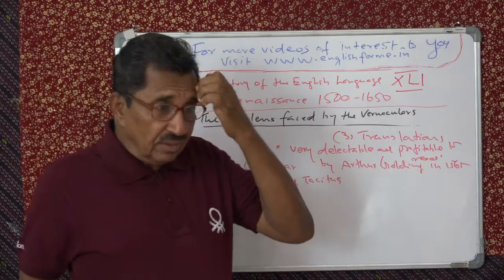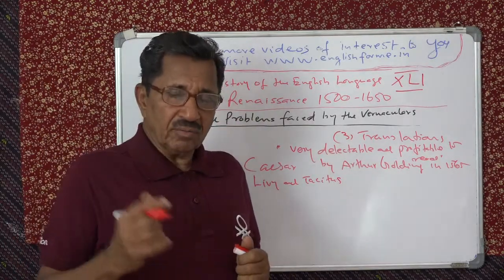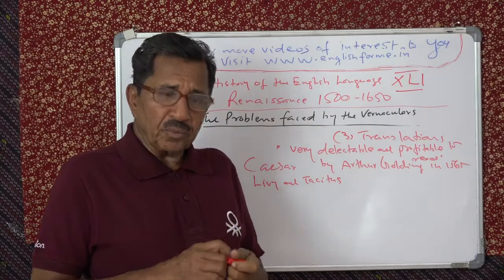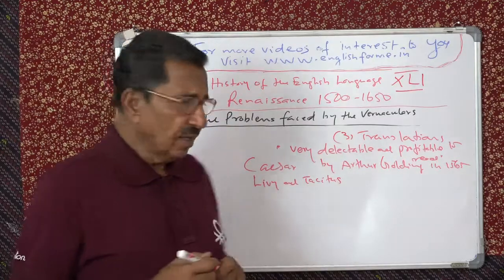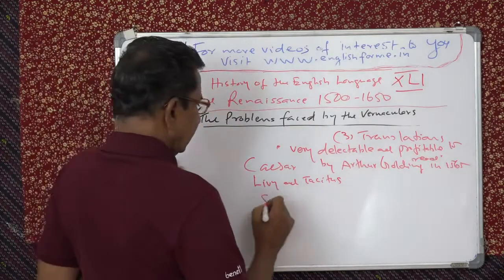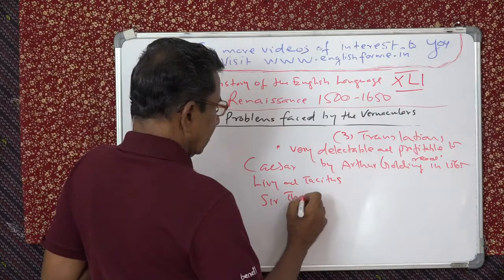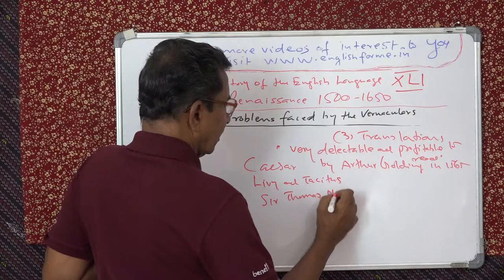And then you had what is called, you know, Sir Thomas North. Famous, no? This is Plutarch's Lives of Noble Grecians and Romans. Sir Thomas North translated it.